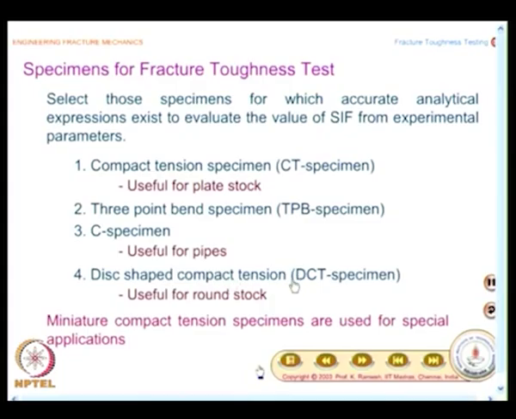And what you will have to note is, you also have miniature compact tension specimens reported for special applications. Mind you, some of these exotic alloys are very expensive. You can't have a big specimen, and we would see the specimen size restrictions. People have also arrived at very small specimens. In fact, if possible, I will bring it in the next class and show you how the specimens look.